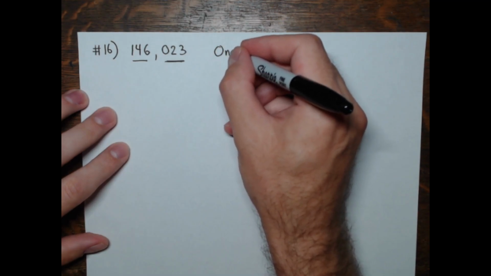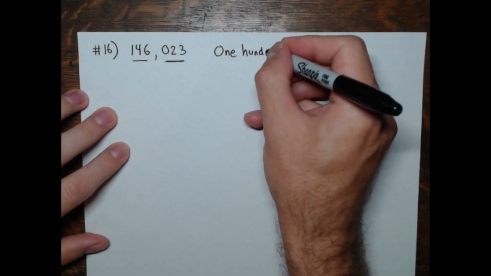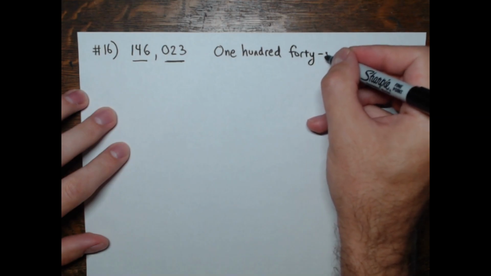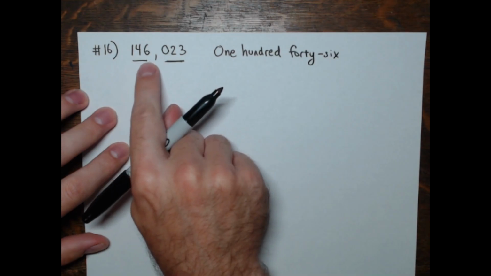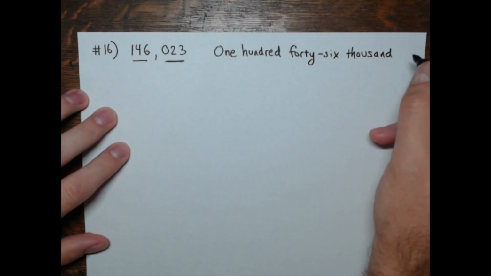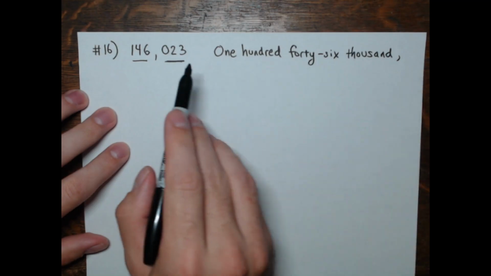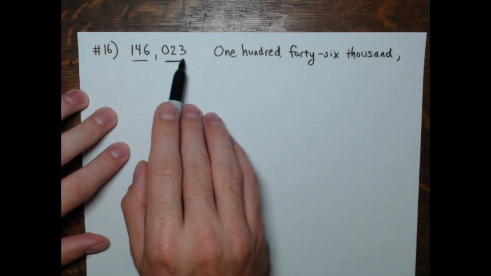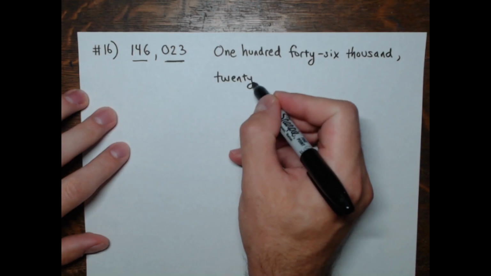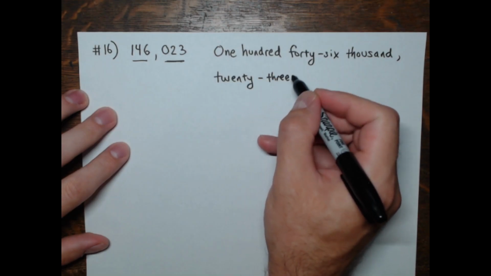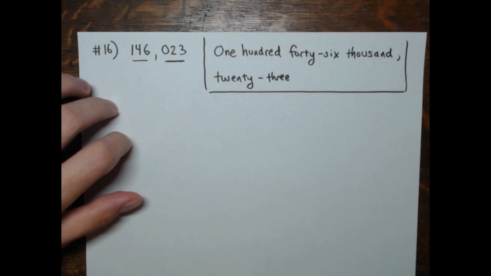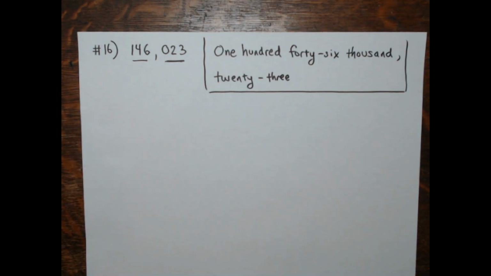So 146,000, right? That's the thousands period. So 146,000, comma, and then the ones, again, there's just 23. And there you go. Now, I know it's an even number, so you can't really check it, but hopefully you believe me.